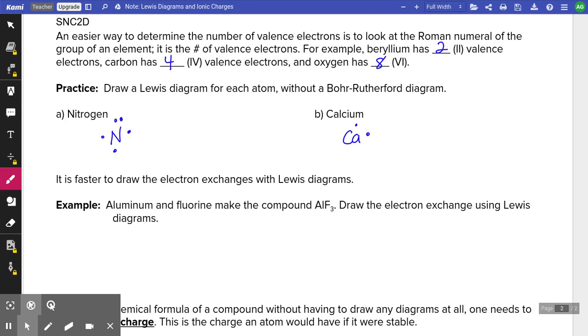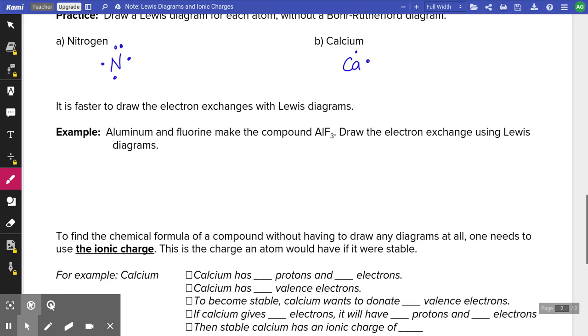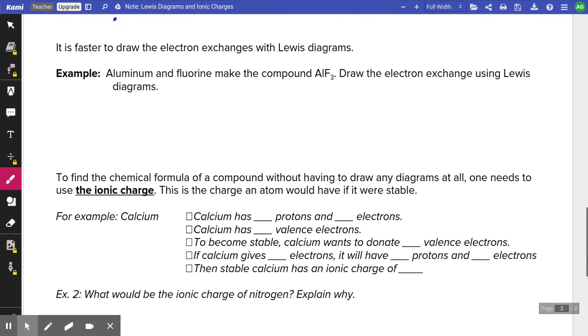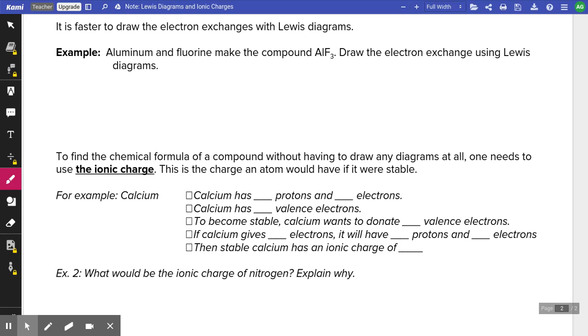Okay, so you should have Bohr-Rutherford diagrams that look like this. So nitrogen has 5 valence electrons and calcium has 2. Or sorry, Lewis diagrams, I should say. All right. It's faster, obviously, to draw the exchange of electrons with Lewis diagrams.